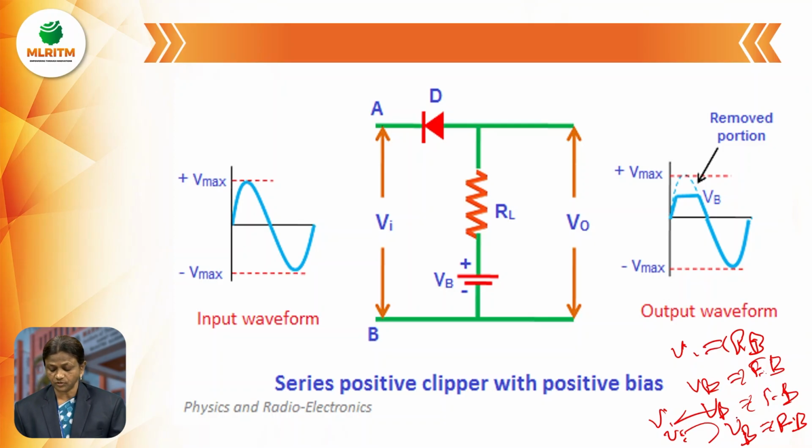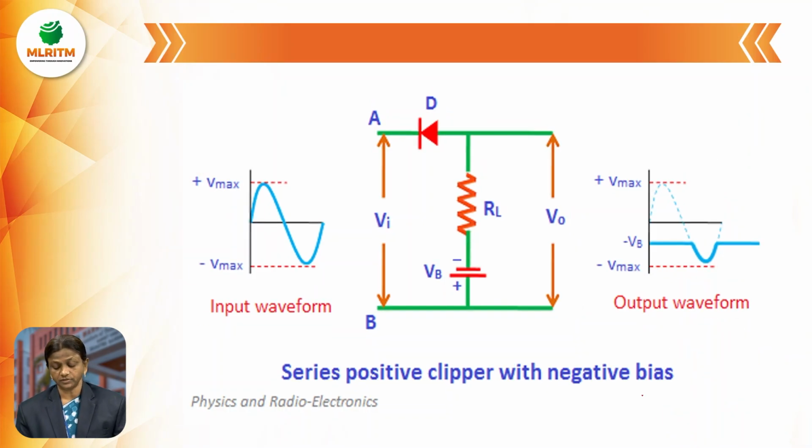So, whenever VI is less than VB, the diode is in forward bias, so you can get the corresponding output at the output side. That portion must be represented by a thick line, from the x-axis up to VB. Whenever VI is greater than VB, the diode is in reverse bias, so output equals 0. That portion must be cut off or removed from the output side, and it is represented by a dotted line above VB. So, this is nothing but a series positive clipper with positive bias.